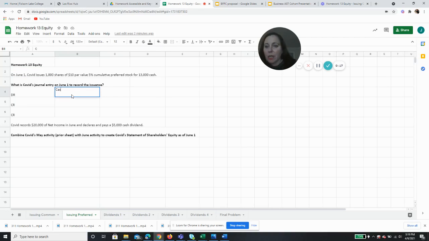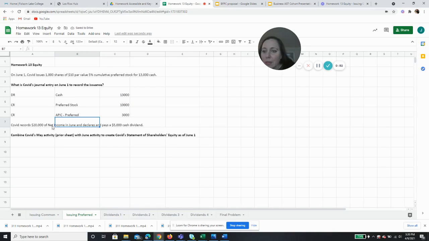All right, so we are going to debit cash for $13,000 because that's what we received. We're going to credit preferred stock, and that's going to be the 1,000 shares we issued times the par value of $10. And the credit is going to be APIC, or additional paid-in capital preferred, and it's going to be for the cash we received minus the par value of stock, $3,000.